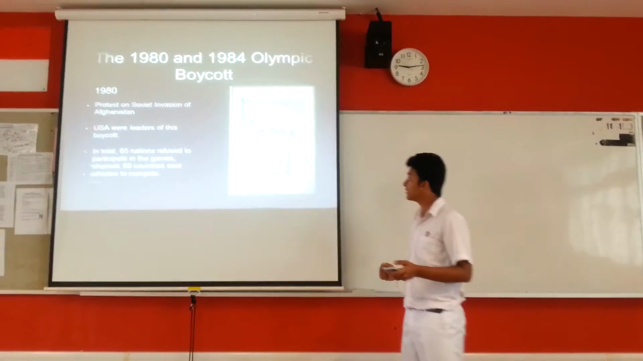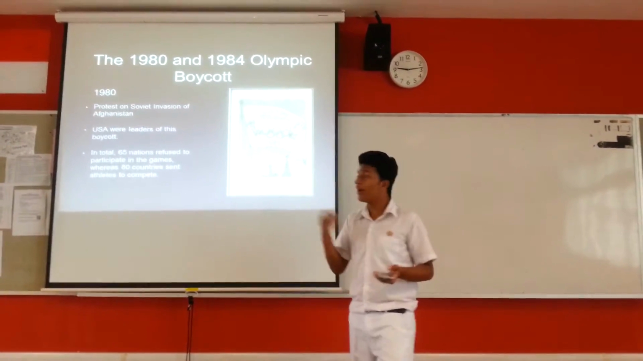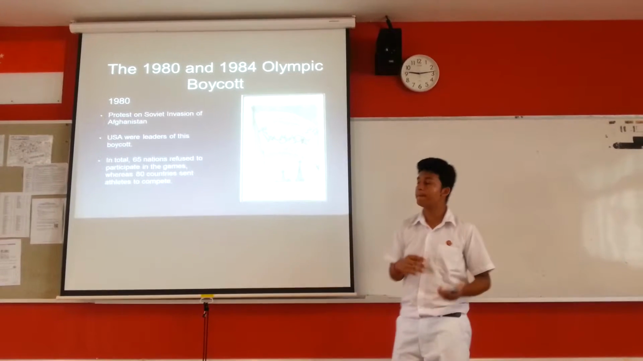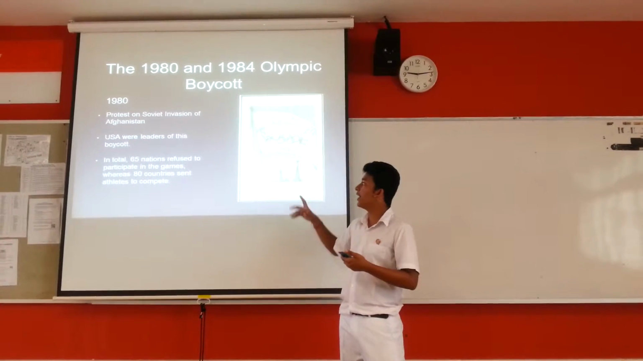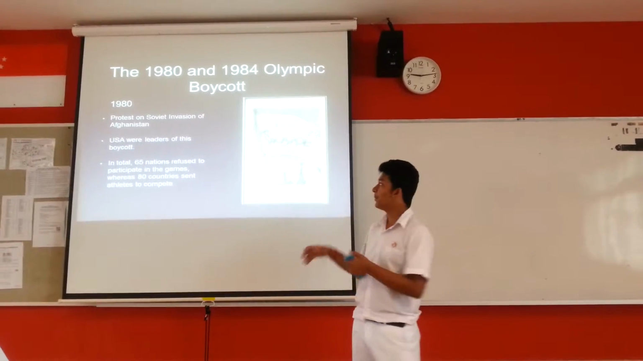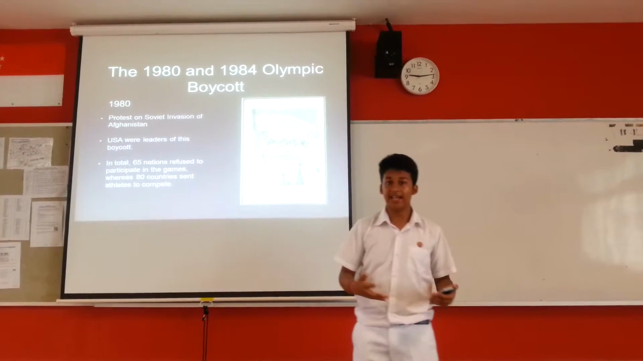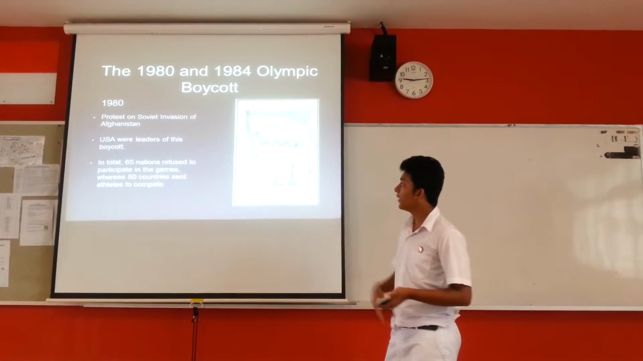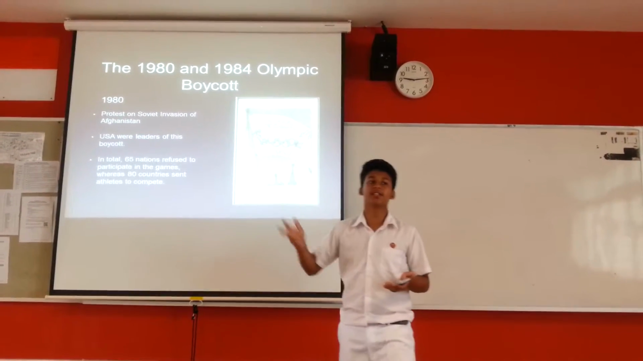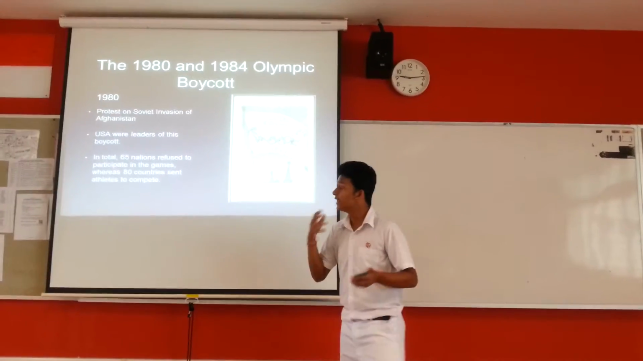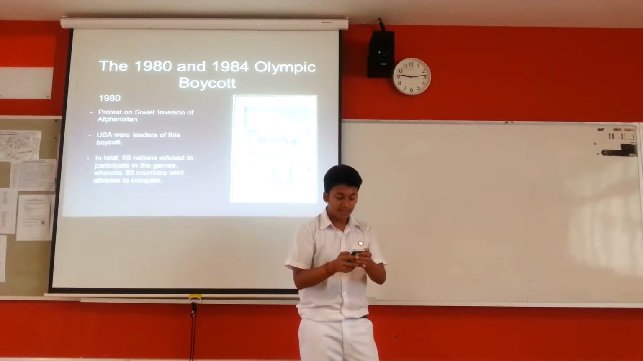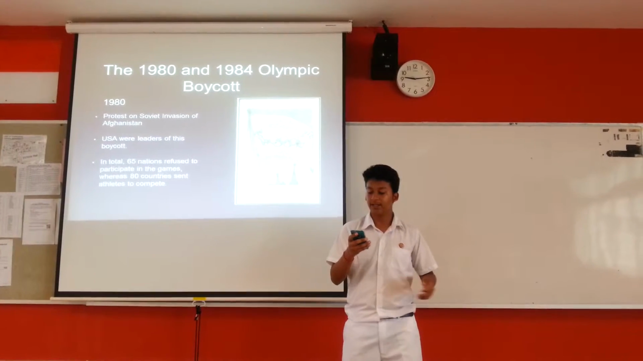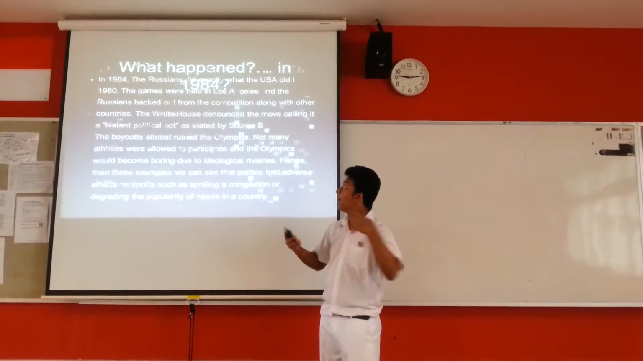Next. Okay, now the second and third examples are going to be on the 1980 and 1984 Olympic boycotts. So in 1980, people were protesting the Soviet invasion of Afghanistan. The Soviet Union, which is Russia, was invading Afghanistan, and the USA led this boycott. In total, 65 nations refused to take part, and only 80 countries sent their athletes to compete. So this is 1980. Then what happened in 1984?